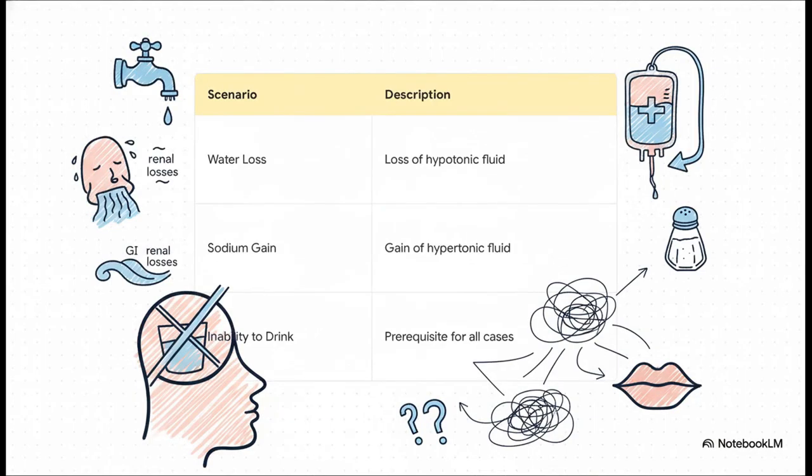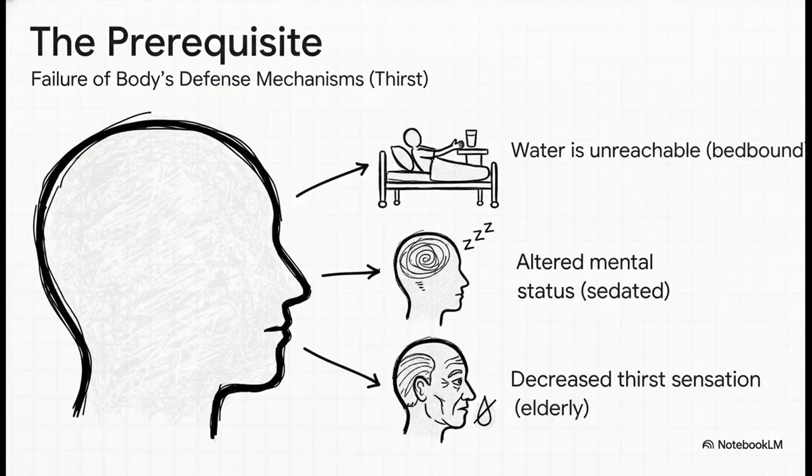So how do we get there? Well, it really comes down to two main pathways. Either you're losing water-rich, salt-poor fluids, or you're gaining a ton of salt. But honestly, the third point here is the real linchpin. No matter what's causing it, hypernatremia can only happen if the patient can't drink water. That's the universal requirement.